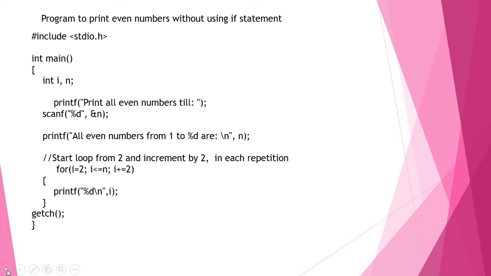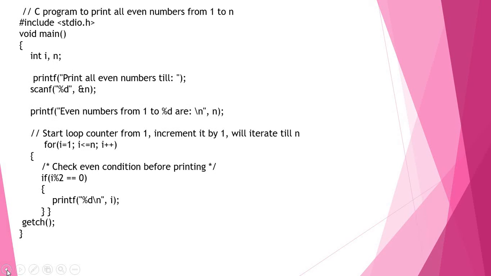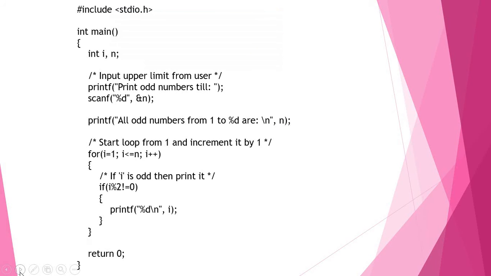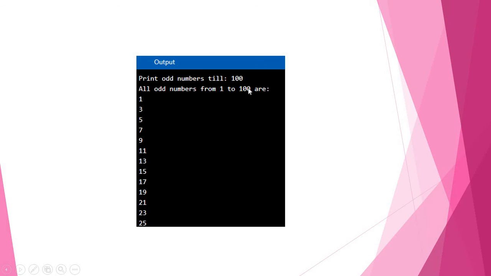Previously, we used the condition that if the number is divided by 2 and we get 0, that is equal to 0, then only it is even. But now, if I am not getting the remainder 0, then that number becomes odd. So this condition gets changed over here, that is i modulo 2 not equal to 0. Then it will print all the odd numbers. So these are all the odd numbers between 1 and 100.